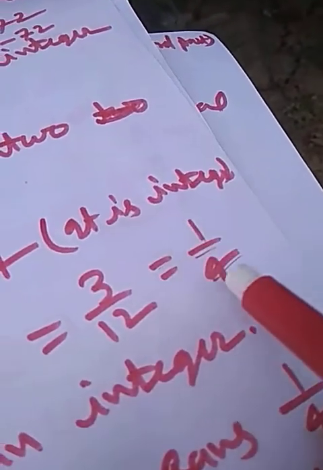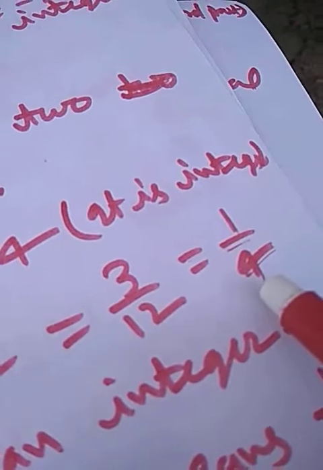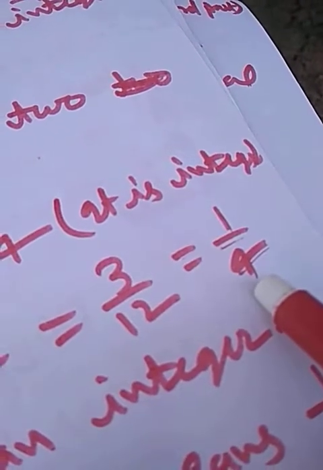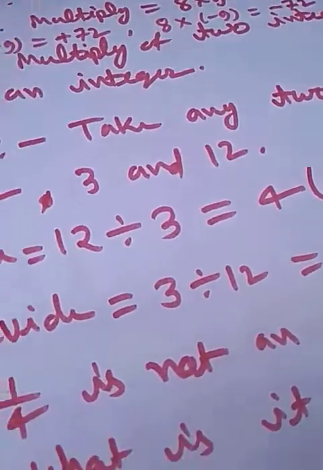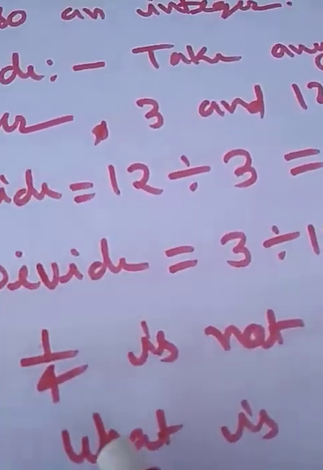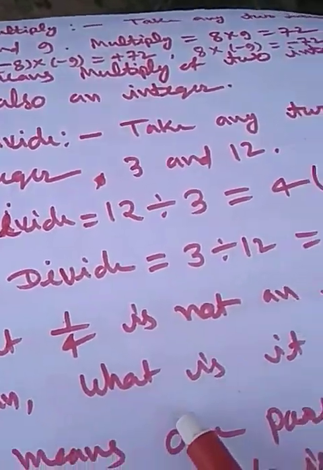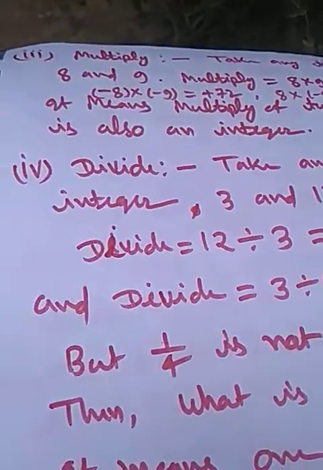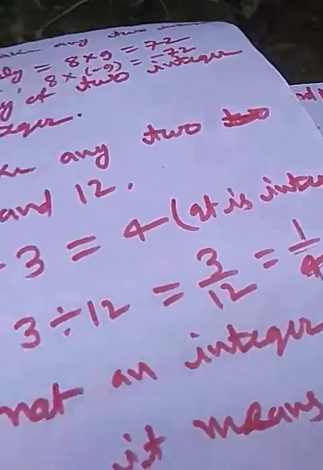Then what is it? It is not an integer. 1 by 4 is not an integer. Why is it not an integer? Because every integer has denominator as only 1, not other numbers. But here is 4 at the place of denominator. So 1 by 4 is not an integer. Then what will be its name? Then its name will be fraction. 1 by 4 is the fraction.